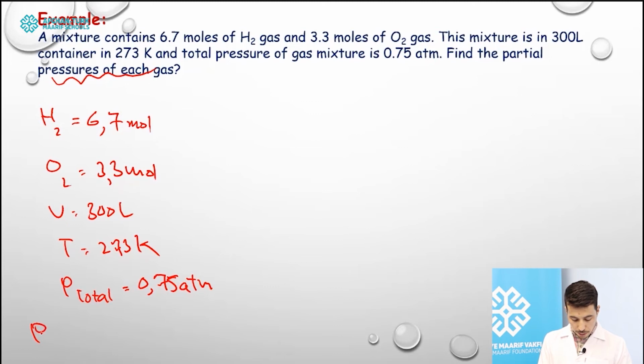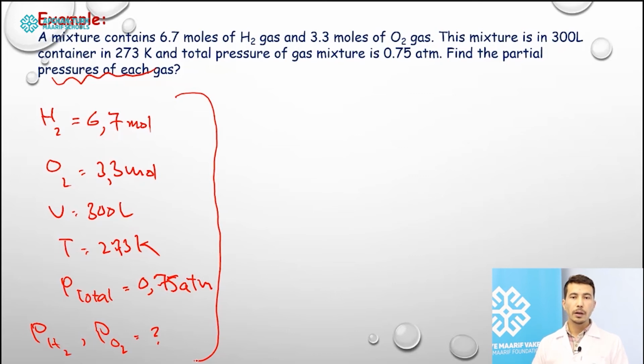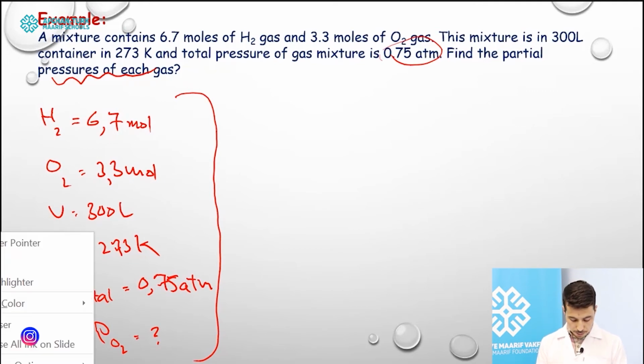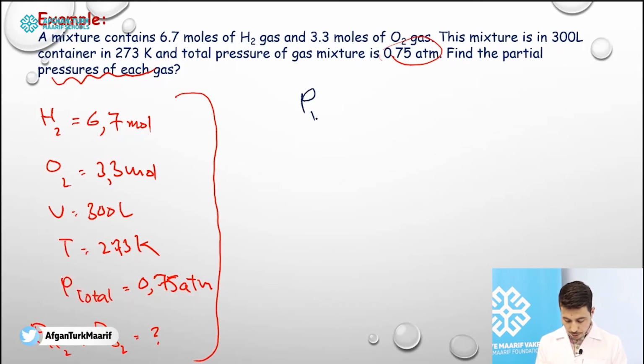So PH2 and PO2 are the unknowns. So students, let's solve this question. I am going to use the equation which says the partial pressure of gas A is equal to the mole fraction of A times the total pressure, because the total pressure is given over here. That was the easiest way to find the answer to this question. So let's write that: the partial pressure for hydrogen H2 is equal to the mole fraction of hydrogen times the total pressure of the mixture.